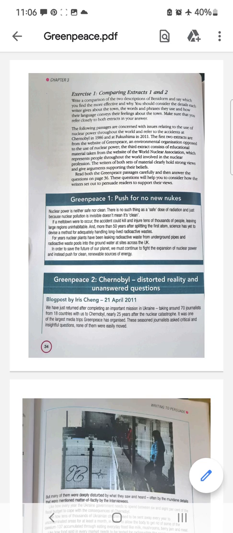Look at the title of the first extract. It says "Push for no new nukes." So we have alliteration here. No new nukes. It's easy for you to remember the title.